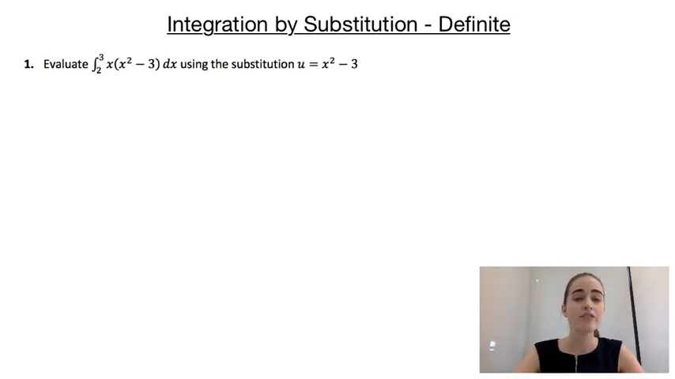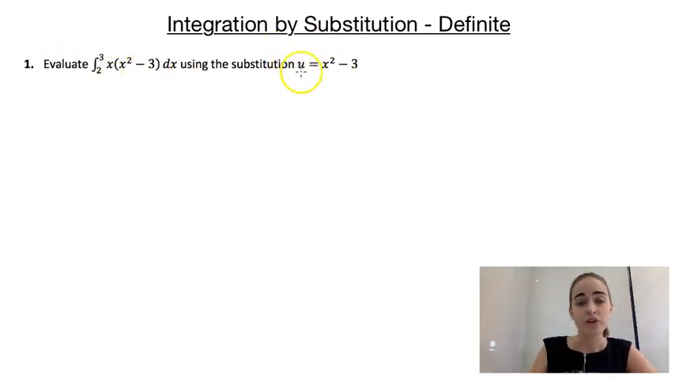In this video, I want to have a look at integration by substitution for definite integrals. So the important thing when we're looking at definite integrals is that at the moment, our upper and lower bounds, so that 3 and 2 in this first example, are in terms of x. But if we make a substitution, we have to adjust those so that they're in terms of u as well. So let's have a look at this example.